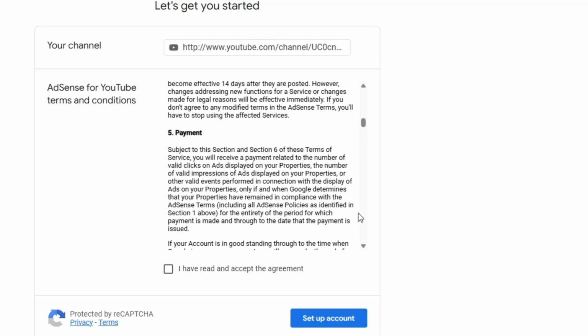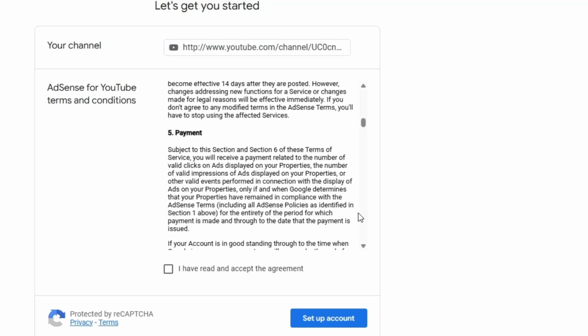For the entirety of the period for which payment is made and through to the date that the payment is issued. If your account is in good standing through to the time when Google issues you a payment, we will pay you by the end of the calendar month following any calendar month in which the balance reflected in your account equals or exceeds the applicable payment threshold.